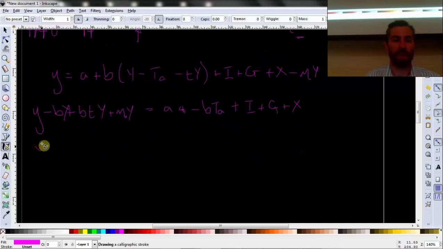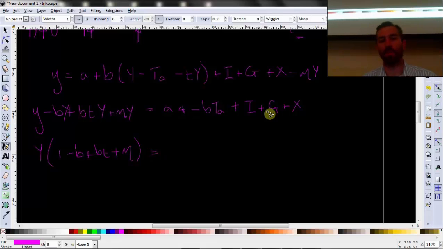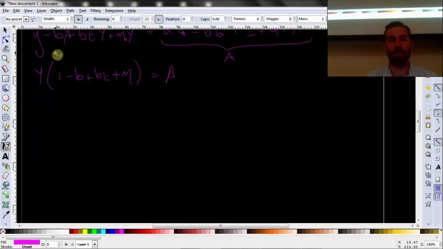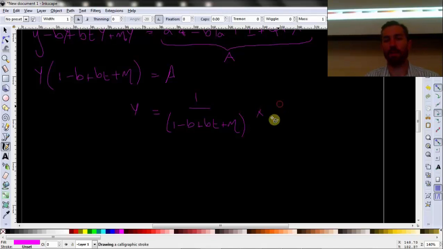Y is our common factor here, so Y times 1 minus B plus BT plus M equal to, now I'm just going to call all of this, these are all autonomous components, I'm just going to call them capital A, so it's equal to capital A, which means Y is equal to 1 over 1 minus B plus BT plus M times capital A being any one of those autonomous components.